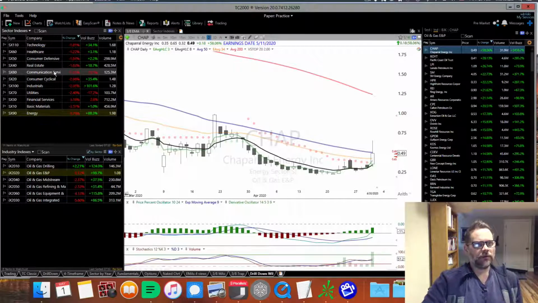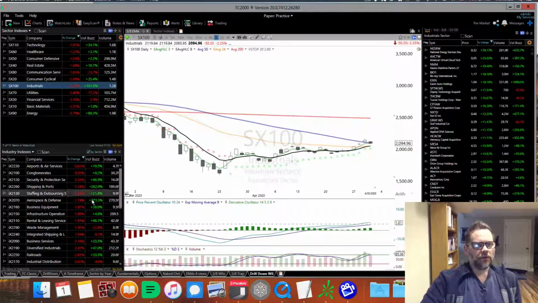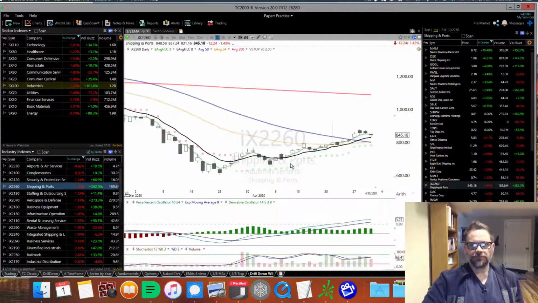So we can look around at different areas. So for example, if you want to look at shipping, because that's been pretty hot, there's this sector called industrials, and then down here underneath there's shipping and ports, and that has a nice uptrend. And if you sort, that's not the only way, but sorting by percent change, you can see here SALT.